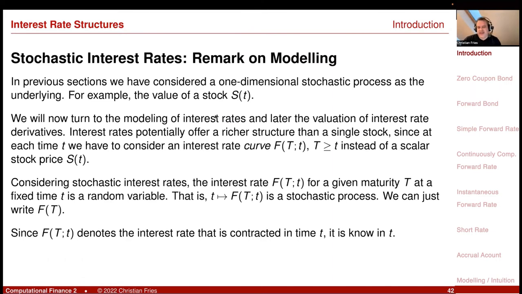So stochastic interest rate, a small remark on modeling. If you recall our little recapitulation of the previous lectures, then you remember that we already discussed many different models, Black-Scholes model, Bachelier model. And in these models, our underlying was a one-dimensional stochastic process. So there was, for example, the value of a stock in the Black-Scholes model. But now, if I just mentioned that the interest rate for the different time periods could be different, it could be that you have actually a family of different stochastic processes.